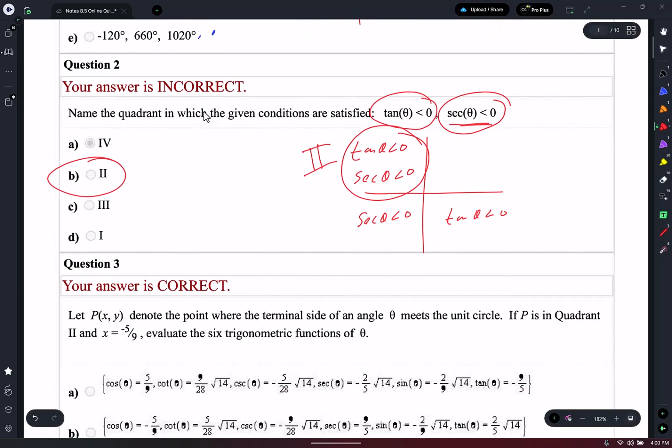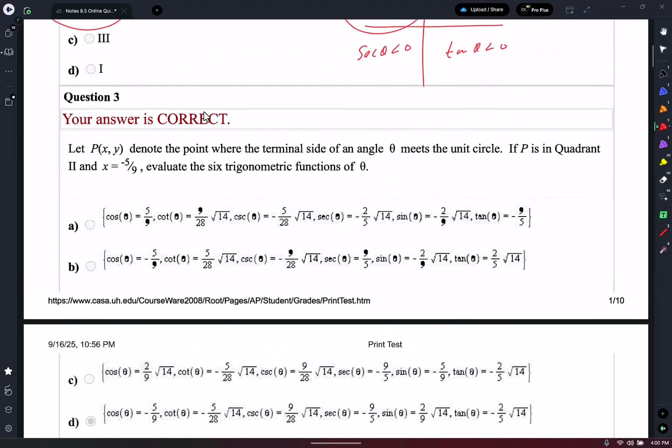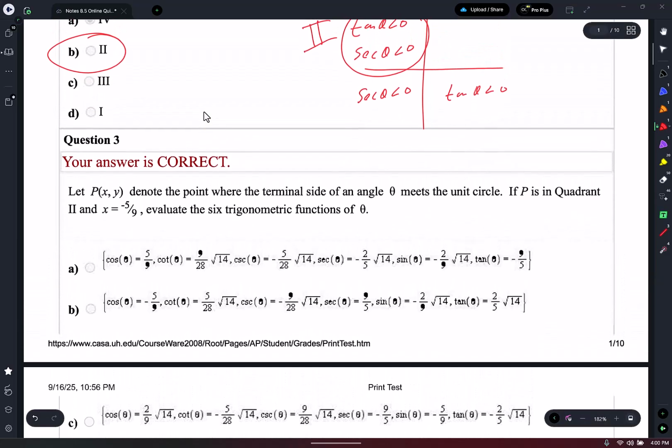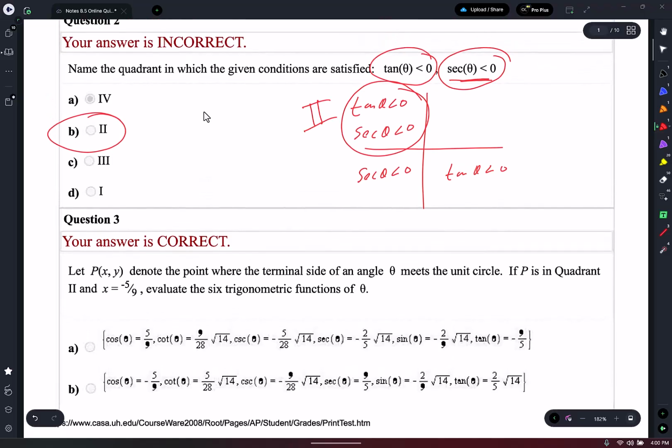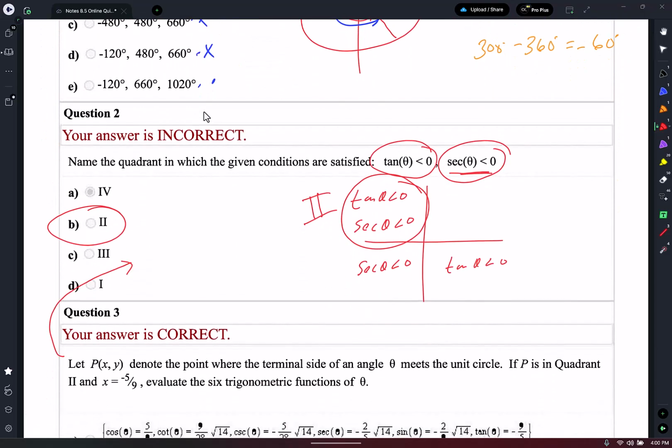Let's see if we're going to have enough room for this one. Let P of x, y denote the point where the terminal side of an angle theta meets a unit circle. If P is in quadrant 2 and x equals negative 5/9, evaluate the 6 trigonometric functions. Okay, so I'm going to do question 2 right here, guys, because I have space right here. So here's my grid, and here's my unit circle.